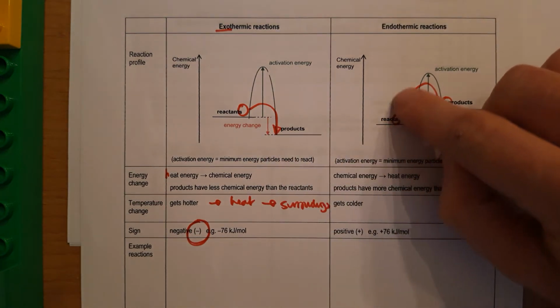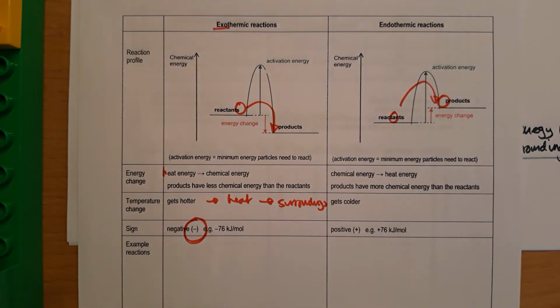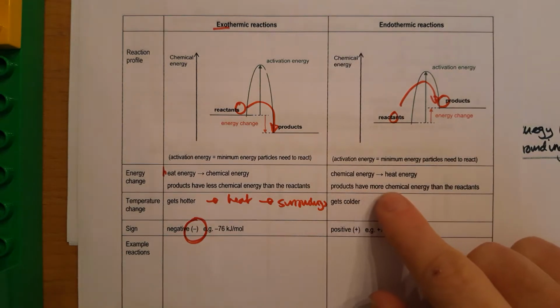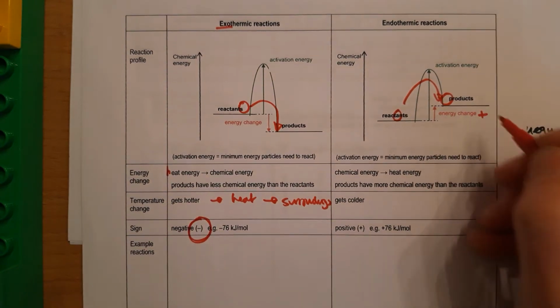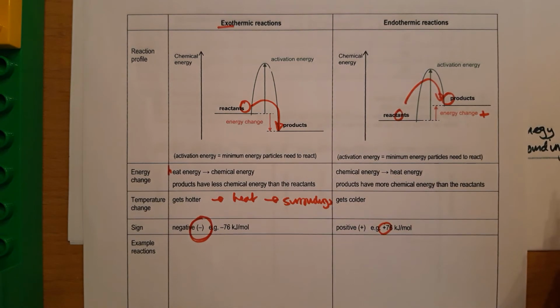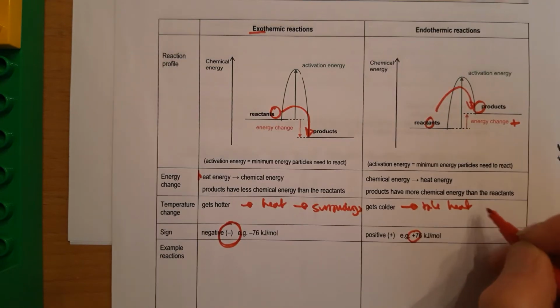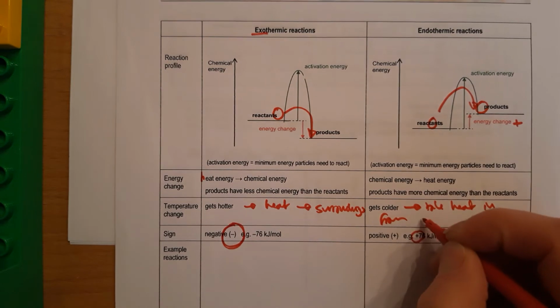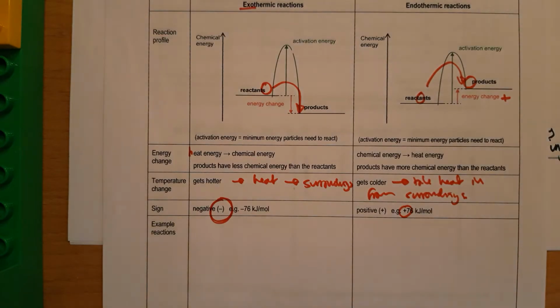In an endothermic reaction, you have to put energy in. It's just less common. So exothermic reactions are more common, and you'll more commonly see them in the lab. Products have more chemical energy than reactants, so the energy change is going up, and we represent that with a positive sign in front of any number. When we do calculations later, you have to put a positive sign in front of any number. And they get colder because they take heat in from the surroundings. So if you touched the surroundings, your hand would feel cold.